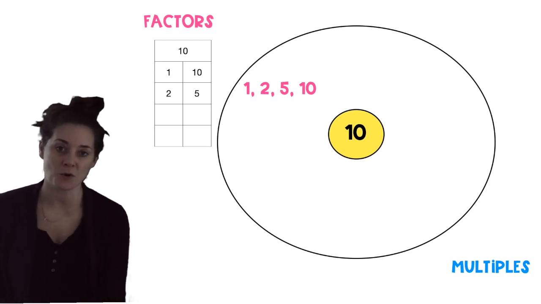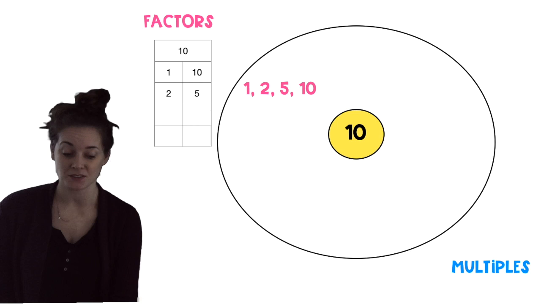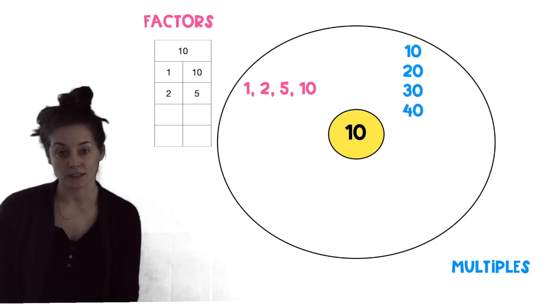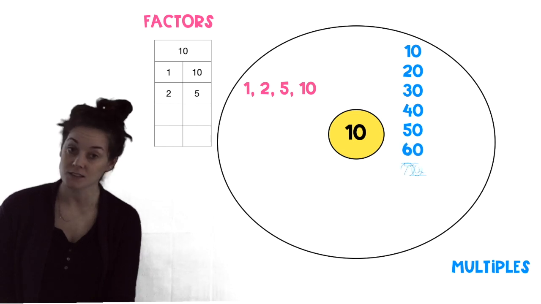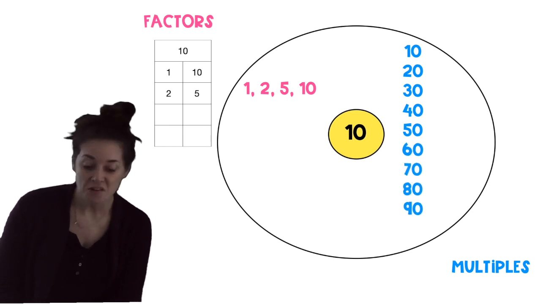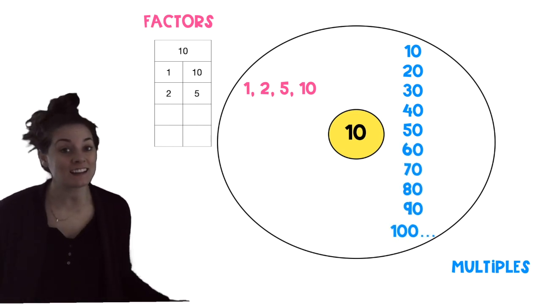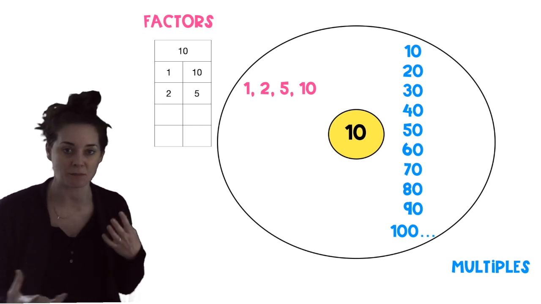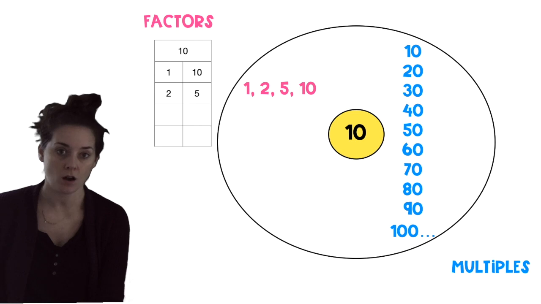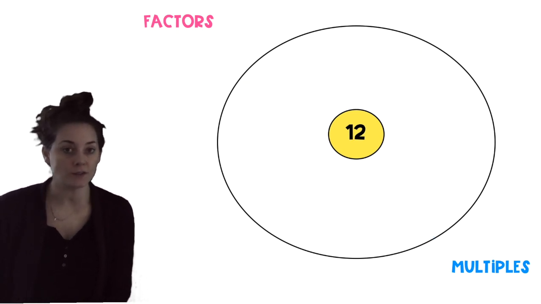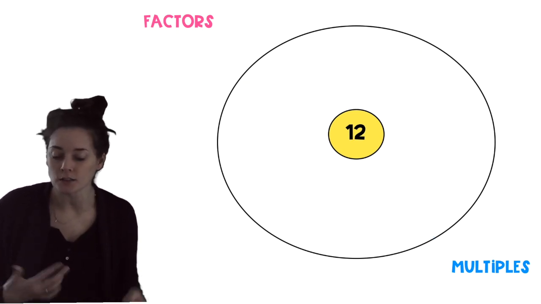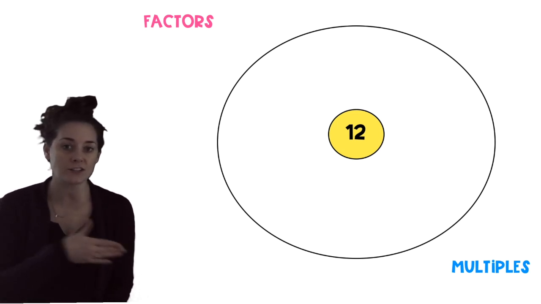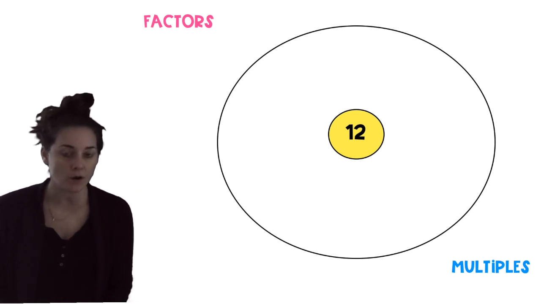Now, let's go with multiples. We're just going to skip count. So 10, 20, 30, 40, 50, 60, 70, 80, 90, 100, and this goes on and on and on. Why? Because multiples are an infinite set of numbers. All right, now let's do 12. The numbers are going to get a little bit harder. So as we're doing it, we just need to think to ourselves, what are some other strategies that I can use? So here we go.